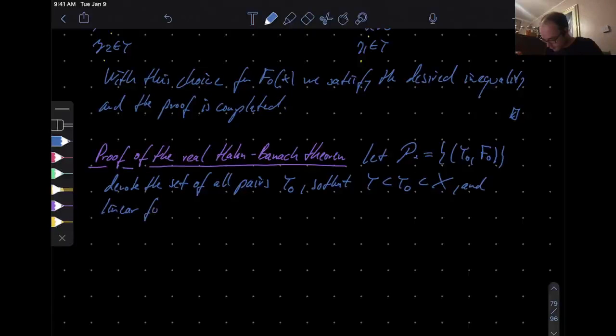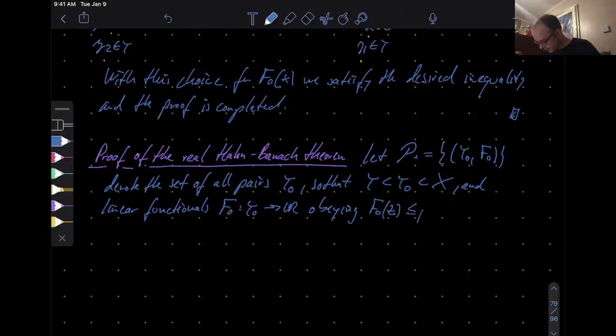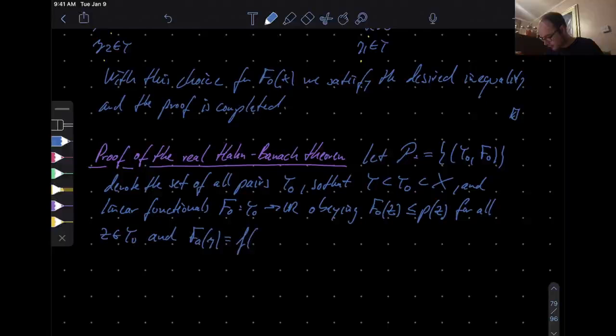And linear functionals f0 from y0 to the reals, obeying f0(z) less than or equal to p(z) for all z in y0, and the extension property f0(y) equals f(y) for all y in y.